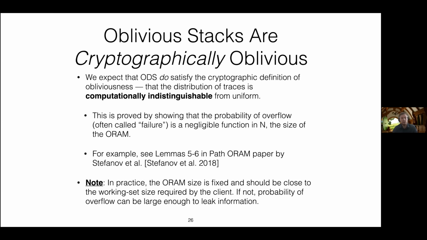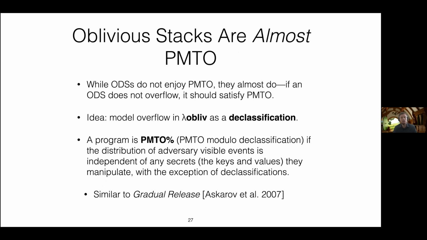But note that from a PL perspective, what this means is in practice, the ORAM size is fixed, and it needs to be close to the working set size of the client, because if not, the probability of overflow can be large enough to actually leak information about the data structure. But only for oblivious stacks, which are only cryptographically oblivious and not PMTO. So the thing to notice is that oblivious stacks are actually almost PMTO, right? If they didn't overflow, they would satisfy PMTO just like Tree ORAM and trivial ORAM.